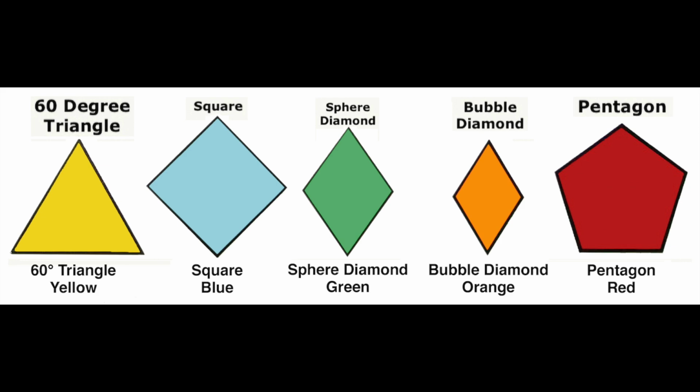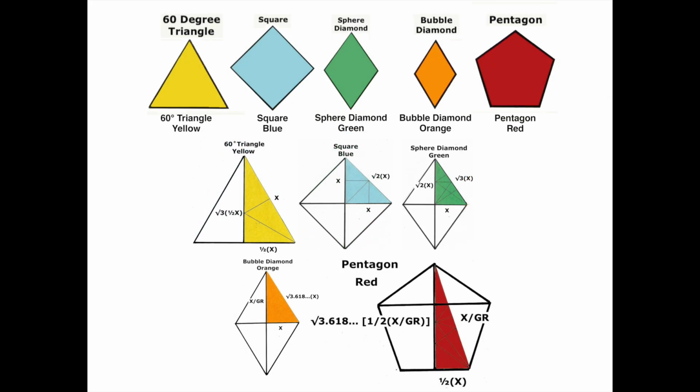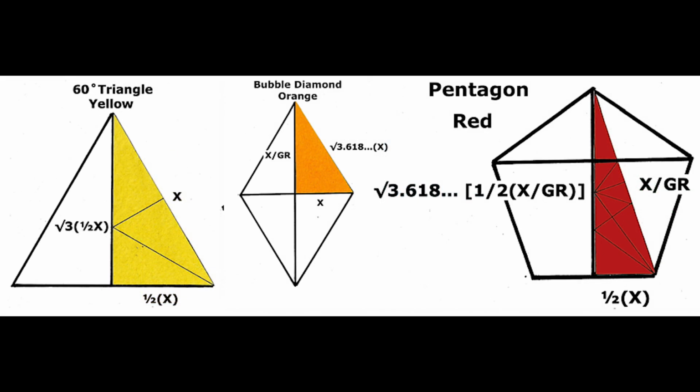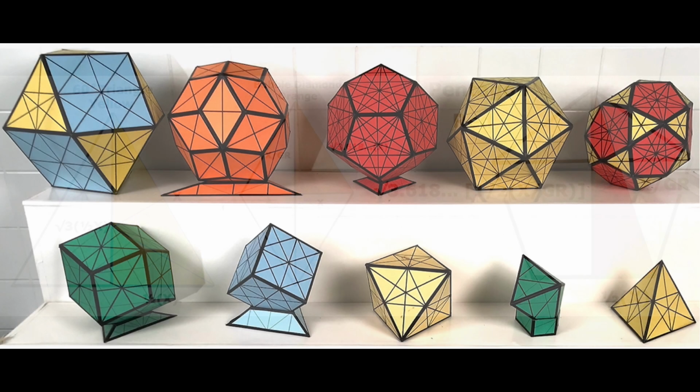Natural modular building techniques color coordinates 5 basic shapes. Each color represents the fundamental information embedded in that shape. The 60-degree triangle is yellow and exists in both families. The sphere family combines it with the blue square and the green sphere diamond. The bubble family uses red pentagons and orange bubble diamonds in combination with the yellow 60-degree triangle. These two distinct color schemes allow for quick recognition of an unknown structure.